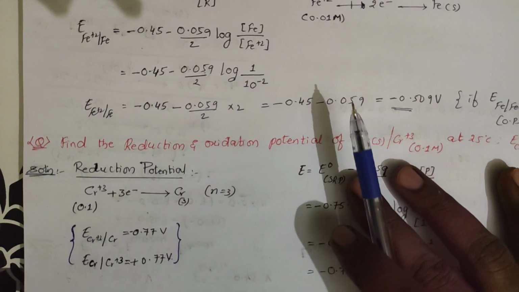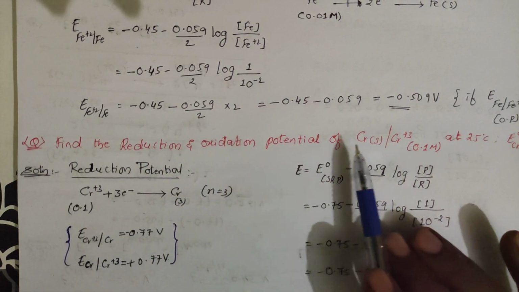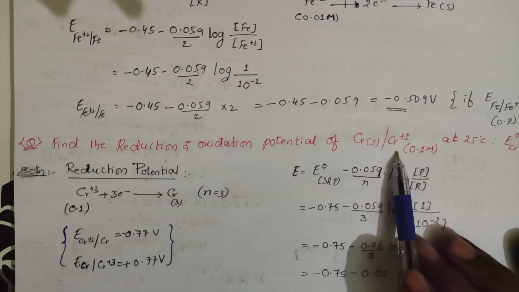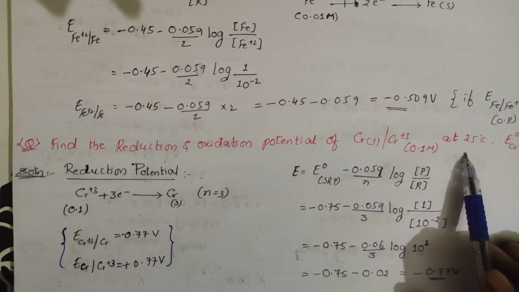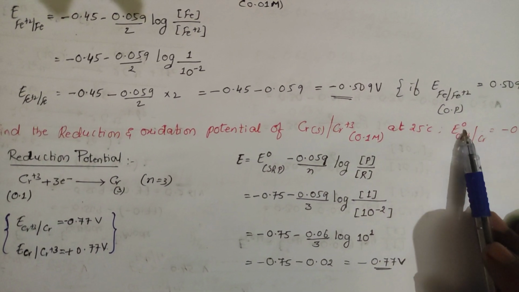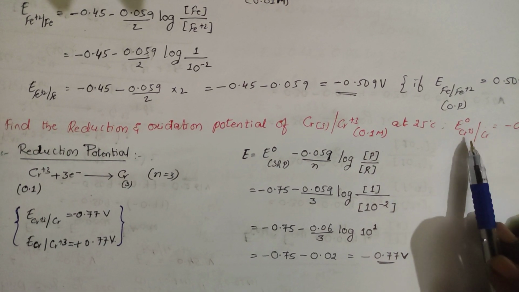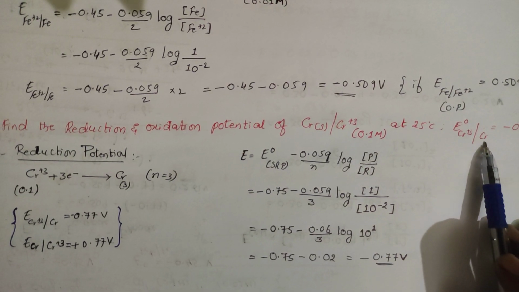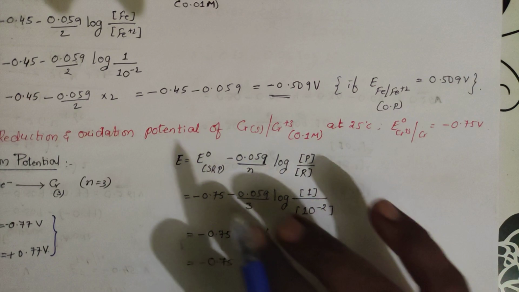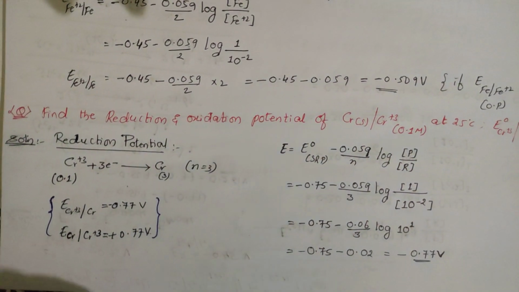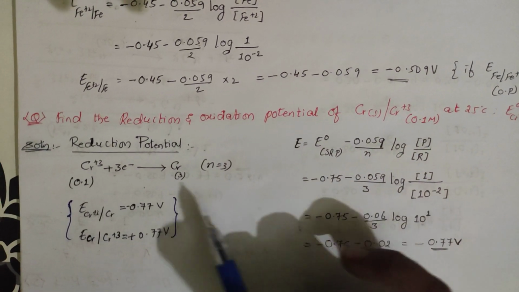Okay, take one more example. Try to pause the video and try to solve this question, students. Find the reduction and oxidation potential of chromium in the solid state getting converted to chromium plus 3, with 0.1 molar concentration at 25 degrees centigrade. The standard electrode potential of chromium in the reduction state is given as Cr plus 3 to Cr, minus 0.75 volts. Okay, pause the video, students. 1, 2, 3. Right, I hope that you have done this question. So I am going to solve this question.